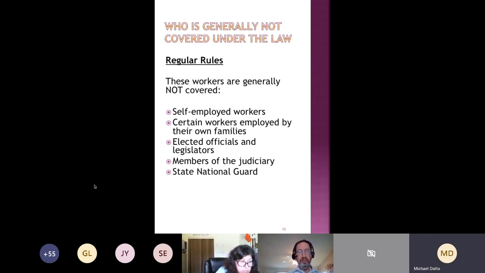Now, there are certain groups of workers who are generally not covered under UI pursuant to the regular rules. Self-employed workers are not, certain workers who are employed by their own families, elected officials, judges, and members of the state National Guard generally are not covered.